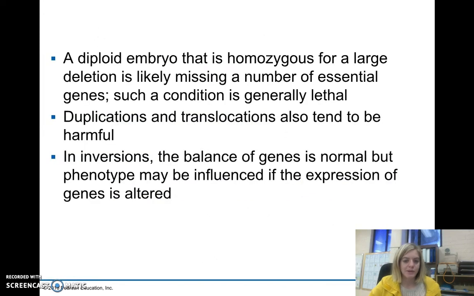A diploid embryo that is homozygous for a large deletion, so for example, if both of their chromosomes had large deletions, they're probably missing a number of essential genes and they will typically die before they come to term. And like I said, the duplications and translocations tend to be pretty harmful. In inversions, as long as the balance of genes is normal, they can be okay, but if the expression of the genes is altered, then that may influence the phenotype.